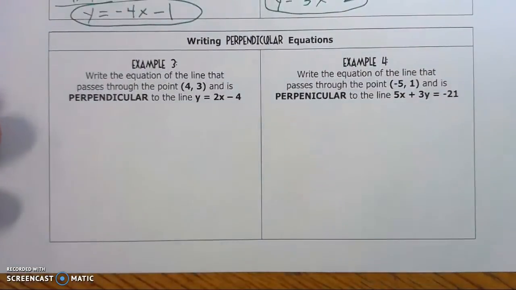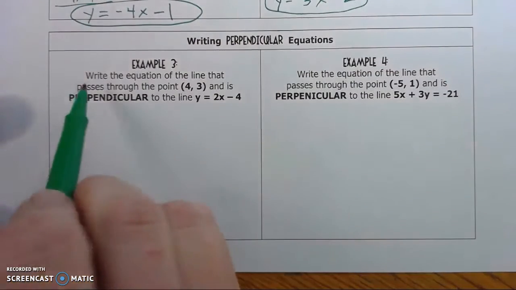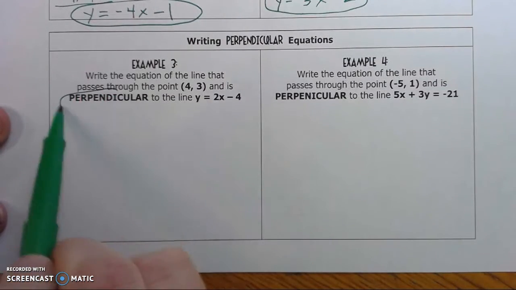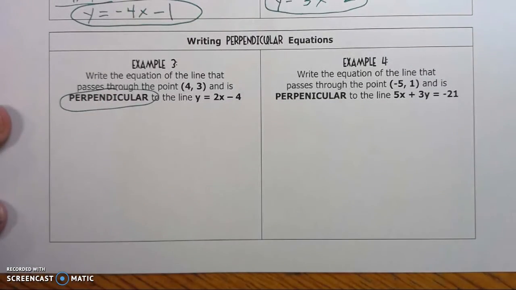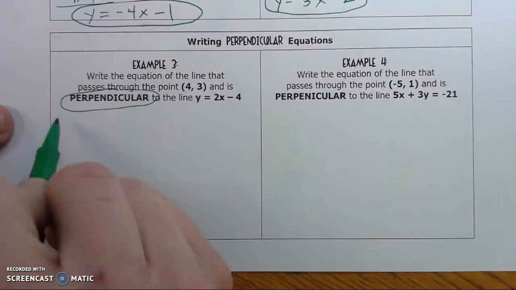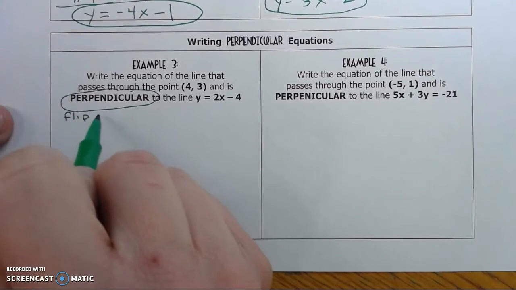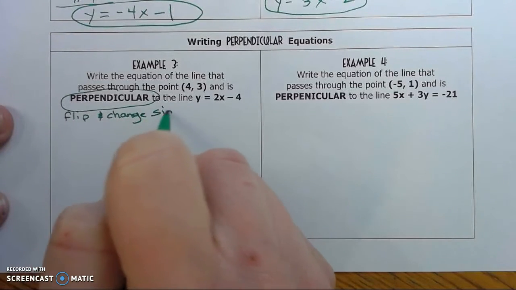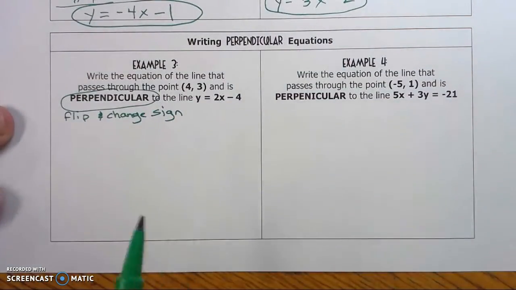So we're going to write perpendicular equations now. It says write the equation of the line that passes through the point (4, 3) and is perpendicular to the line y equals 2x minus 4. This is a pretty straightforward one. Perpendicular tells me I'm going to flip my slope and change the sign. So I'm going to write myself a little note there. Flip and change sign is what perpendicular means.